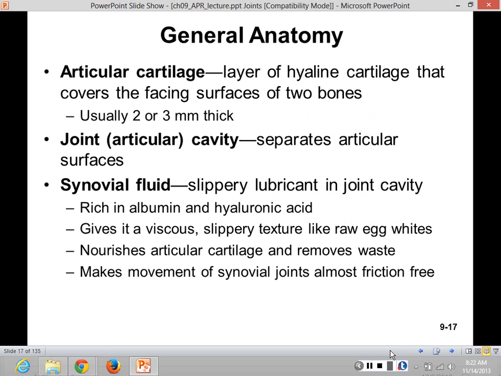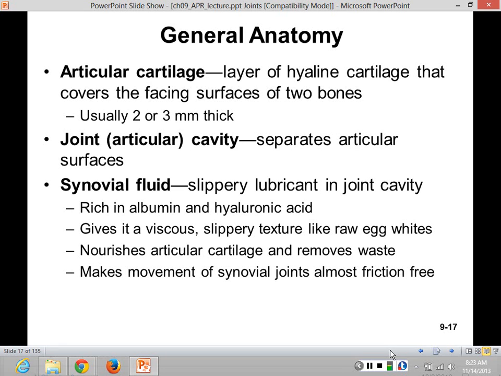So I mentioned synovial fluid. The two most important aspects of your synovial joints are the articular cartilage, because it reduces friction between what? Two bones or two joints, and the synovial fluid, because the synovial fluid actually feeds what? The articular cartilage. Okay? If both of those are absent, that's when you're going to have some type of issue with your joints.